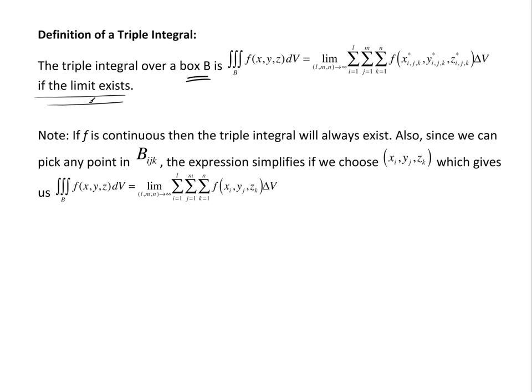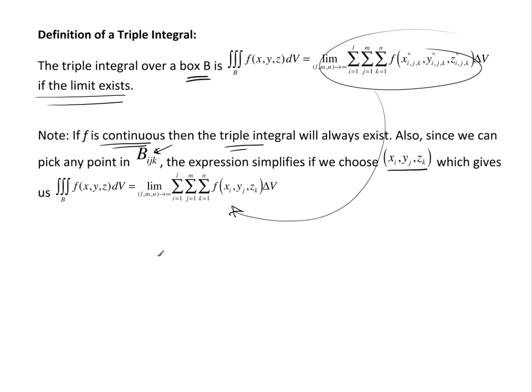Now, fortunately, to help us evaluate this, we have Fubini's theorem for triple integrals. That gives us a very convenient way to integrate triple integrals as iterated integrals. Note also that if f is continuous, then this triple integral will in fact always exist. And since we can pick any point in box B i j k as being representative, we can simplify the expression quite a bit if we simply choose x i, y j, z k. Basically, I just got rid of all these asterisks.